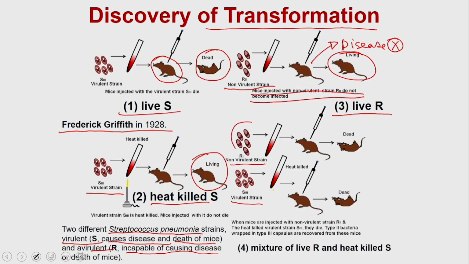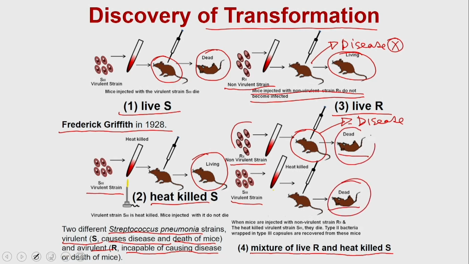So, in the 4th set, he has taken a mixture of live avirulent strain and the heat killed virulent strain, mixed them together and injected that to the mice, and what he could find is that although he has taken the live non-virulent strain, the mice developed the disease and it caused the death of that particular mice.